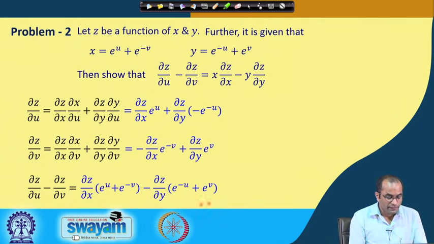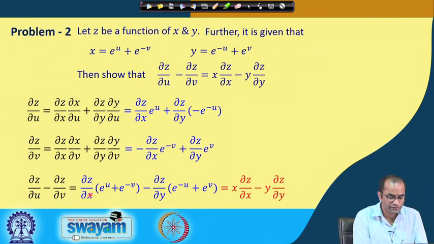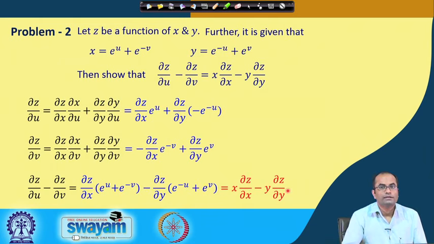As written here, this e power u plus e power minus v is x, and here e power minus u plus e power v is y. So, we get precisely the desired term here. So, this is x del z over del x, and then minus this is y and del z over del y.